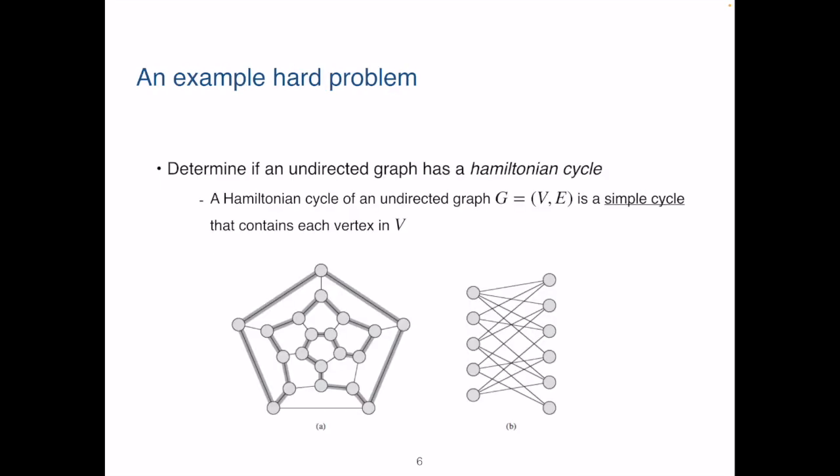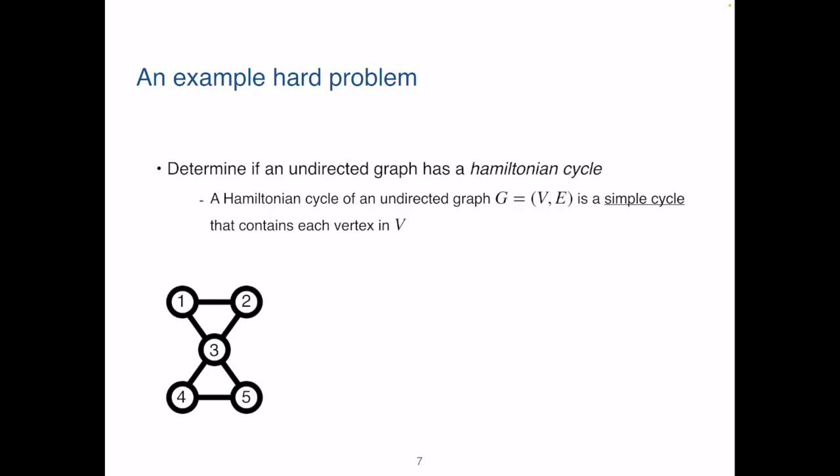Here is an example of one of these hard problems. Determine if an undirected graph has a Hamiltonian cycle. A Hamiltonian cycle of an undirected graph is a simple cycle that contains each and every vertex of the graph. A cycle is a path of existing edges in the graph that circles back to the starting point. A simple cycle means that each vertex can only be visited once on this cycle. In the example, graph A has a Hamiltonian cycle, but graph B does not.